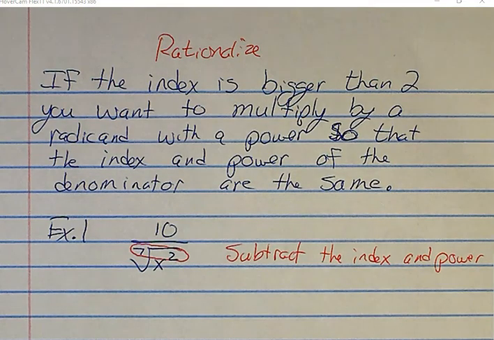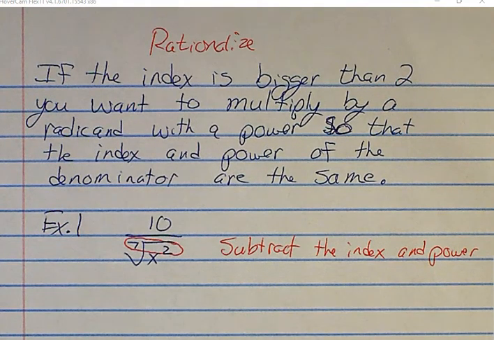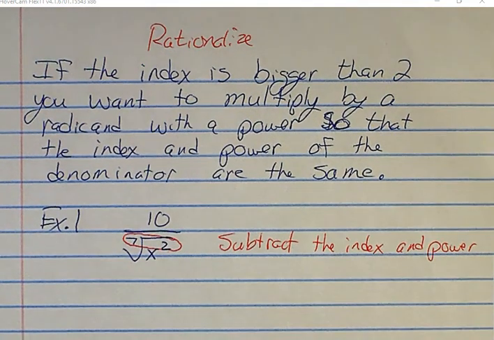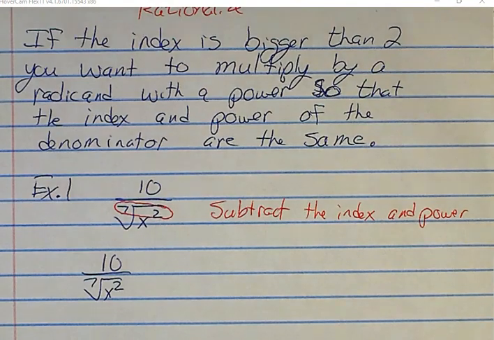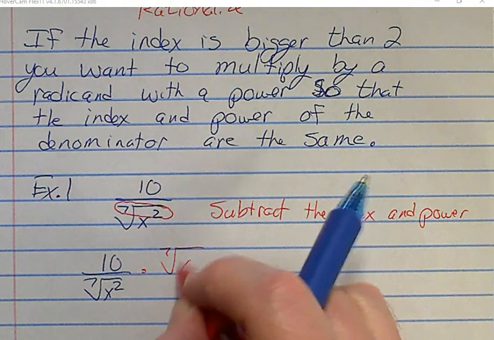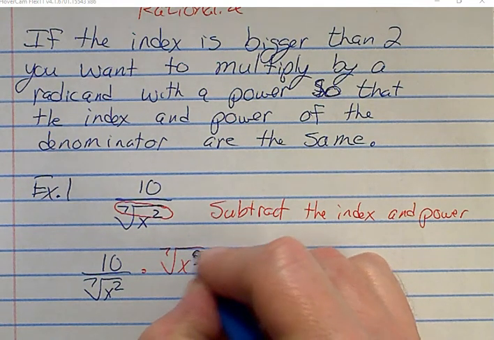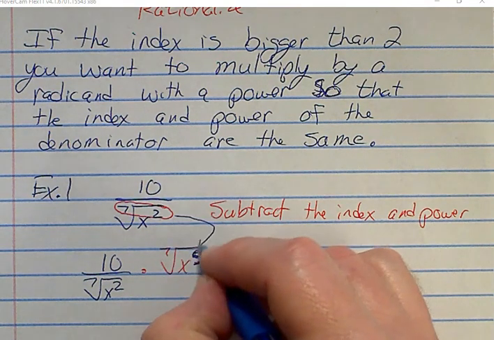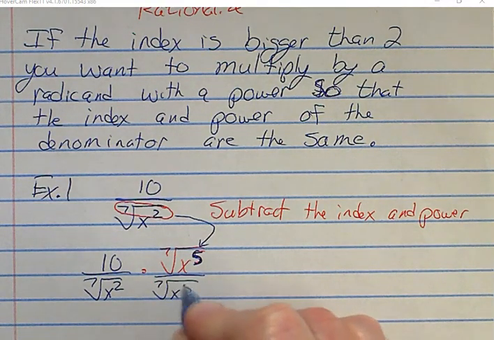Just subtract the index and the power. What's 7 minus 2? That's 5. There you go. So that's 10. So here's what we're going to do. We're going to take the original problem, and when you subtract these two numbers, that tells you what power of x you have to multiply by. So now we're going to multiply by the 7th root of x to the 5th. And that's the number you're going to multiply the top and the bottom by down here.